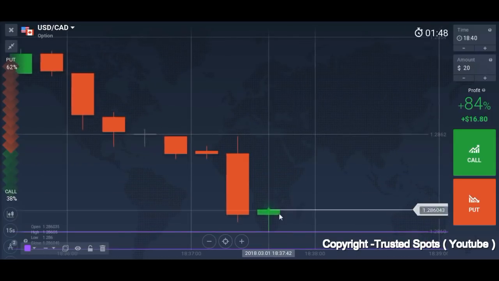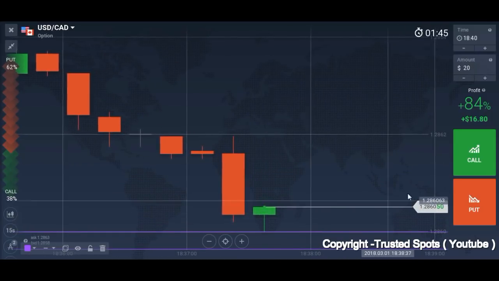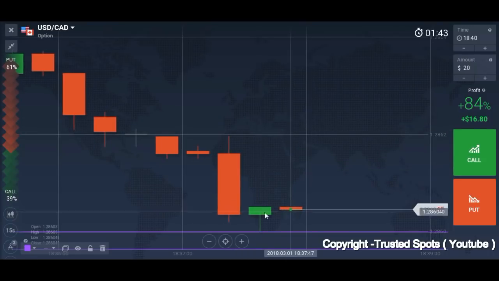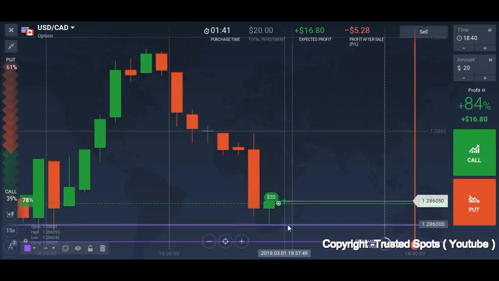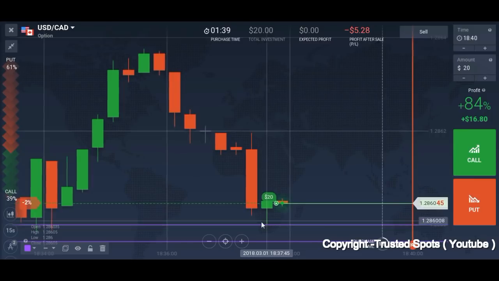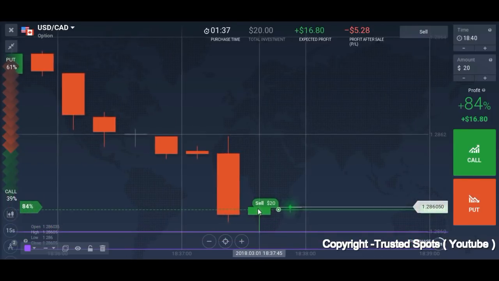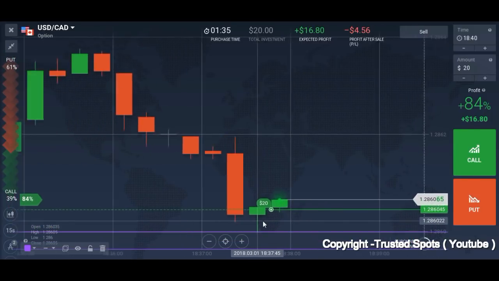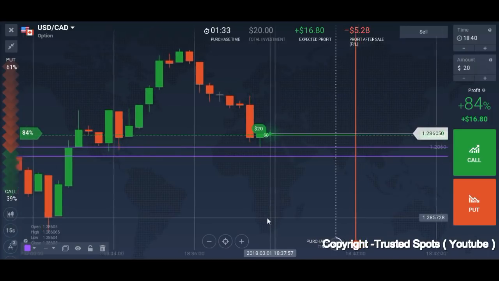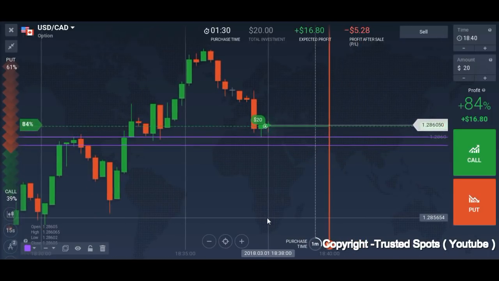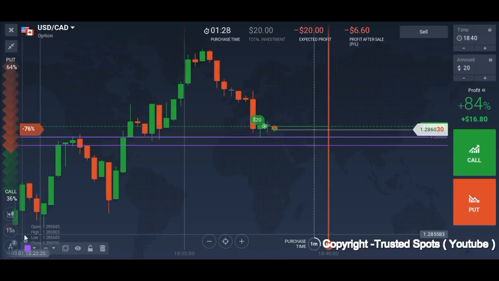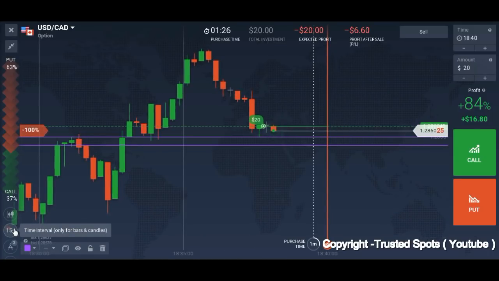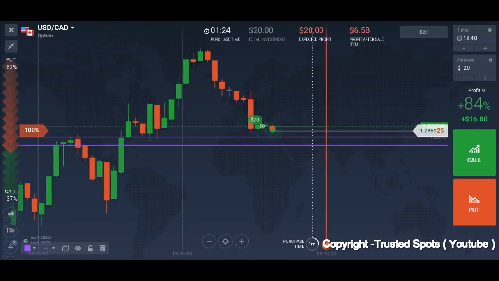Okay, it's been touched, you can see. It's been touched, and this is the confirmation. You can see the level is being touched here. It reverses, and this is a green hammer, a sign of reversal. It's also a good reversal candlestick, and that's why I placed my trade without any wait. So we have placed our trade here, which is a good spot.